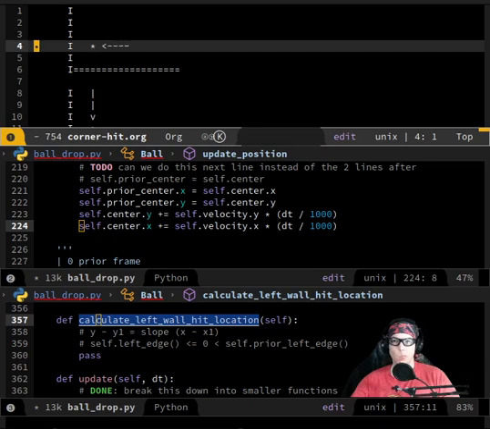So I can just use center. Center X, center Y. Prior and not prior. But slightly more accurate would be for the Y, you could use center, and for the X value, you could use the left side of the ball, which we have a method that you can call that will give you that.